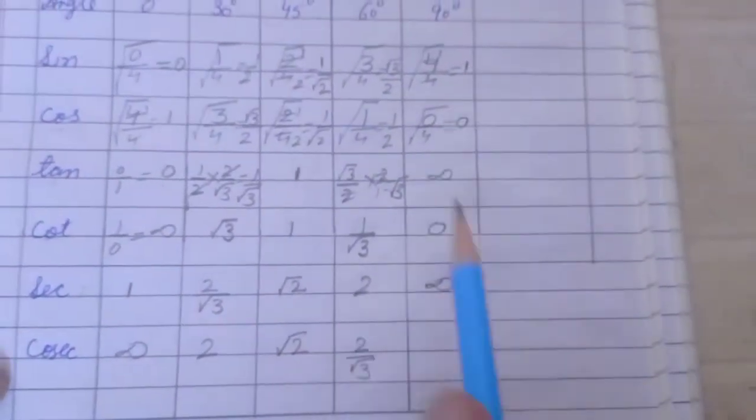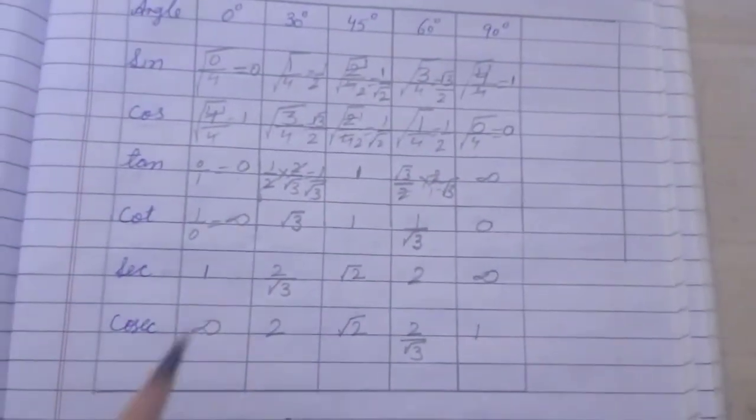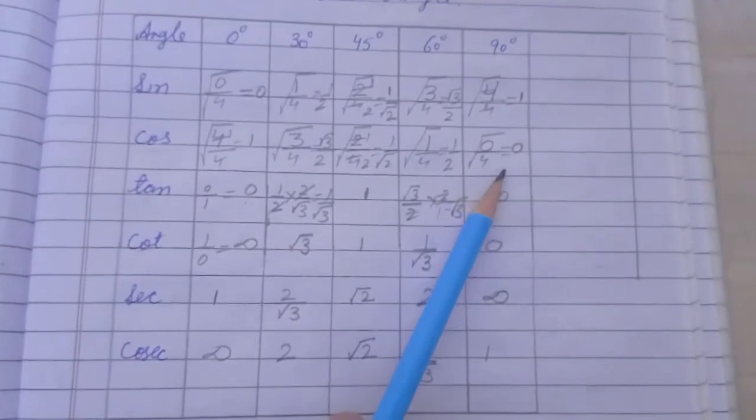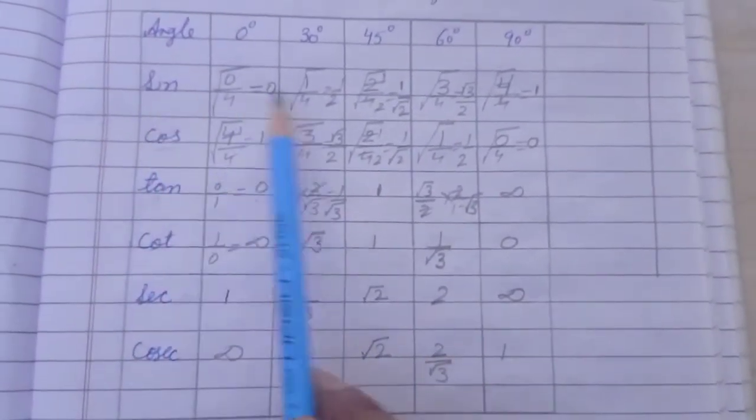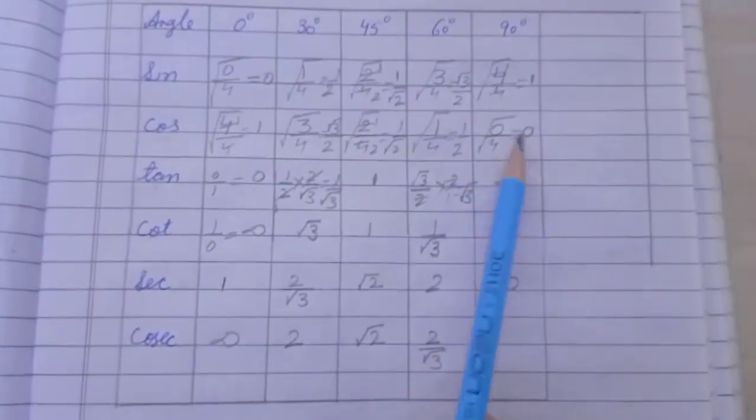And then the reciprocal of 1 by 1 is 1. So this way you can obtain the values. Now the whole chapter is based upon these values. Once you have learned these values, you have to keep them in mind, and it is very easy. See, the values are in the reverse order.